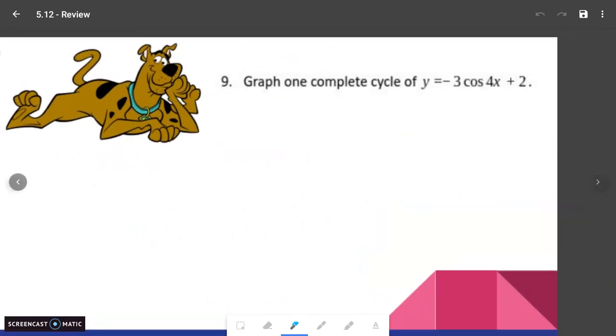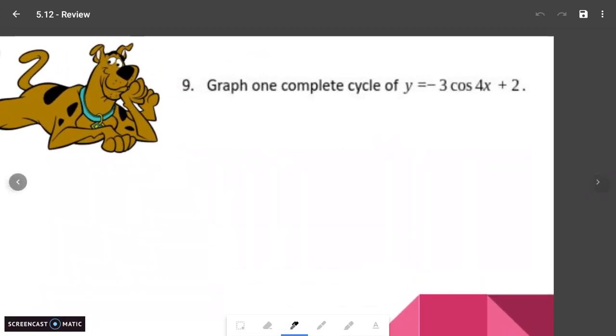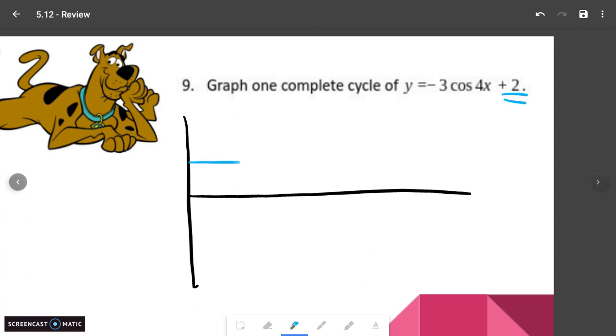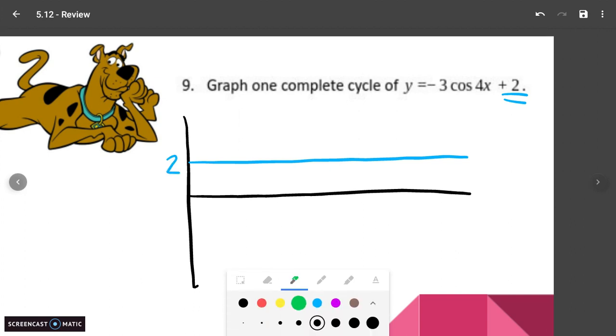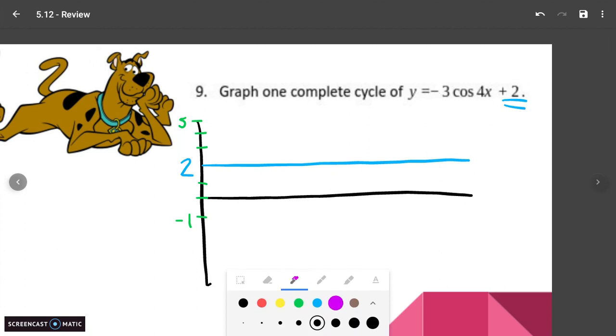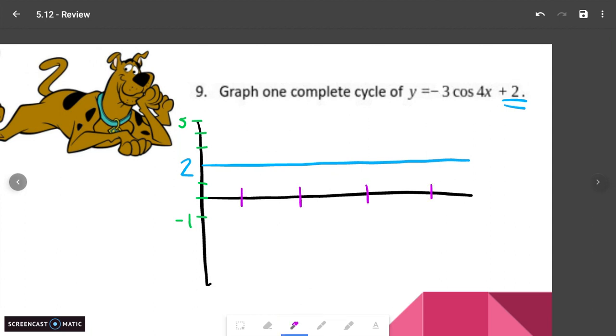We have another graphing one here to graph one complete cycle of negative 3 cos 4x plus 2. So first things first, remember you have your midline to consider. There's a vertical shift. And then we're going down 3 and up 3. So we're looking at 5 and negative 1 as your max and your min. We know there are 4 increments that we care about.